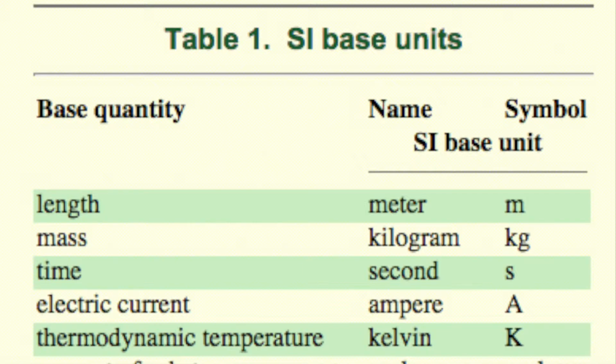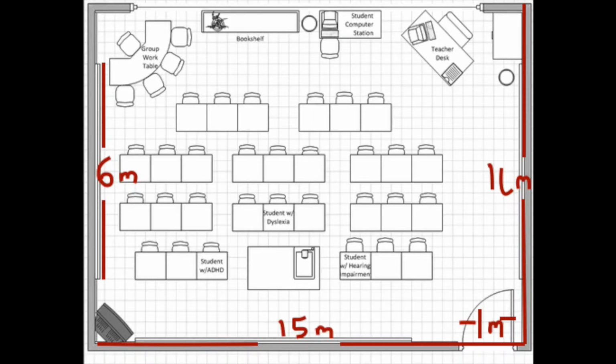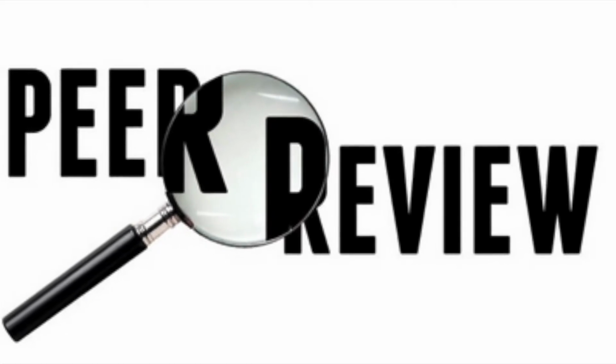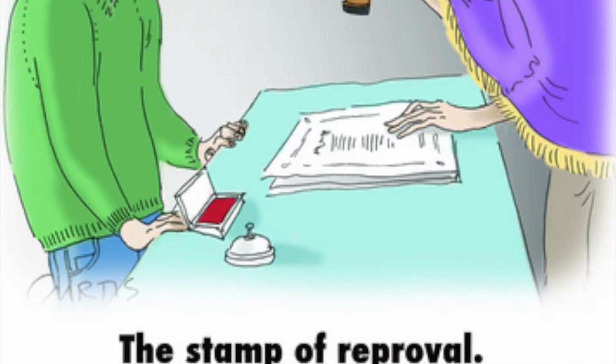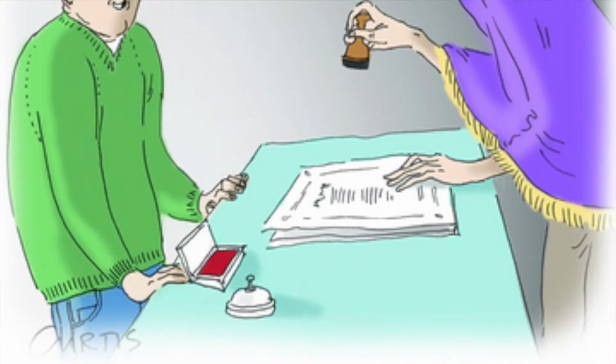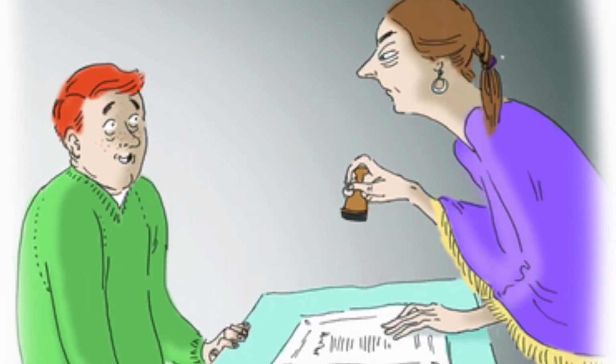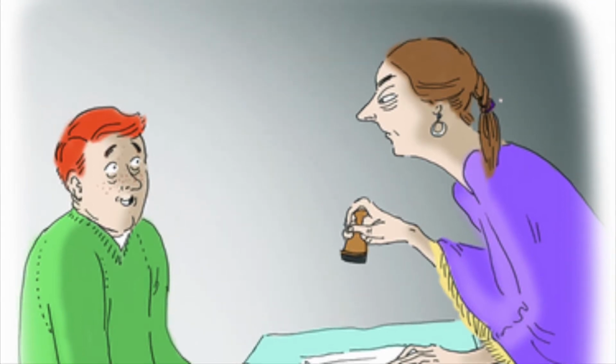Now keep in mind, all measurements must be in SI base units, so for length, we're going to be using meters. Once you're satisfied with your sketch, the next step is going to be to find another group that's finished and get their peer review. Once they've given you that, then take it to the teacher for the stamp of approval, and if the teacher approves your diagram, you're ready to move on to the final phase.